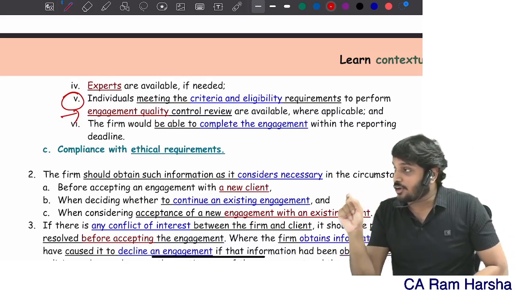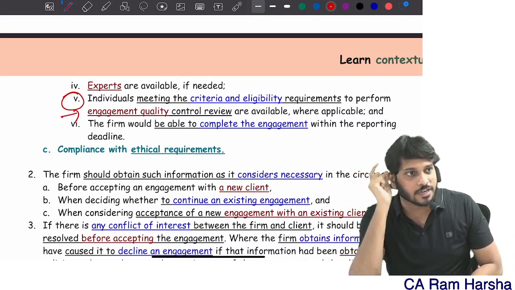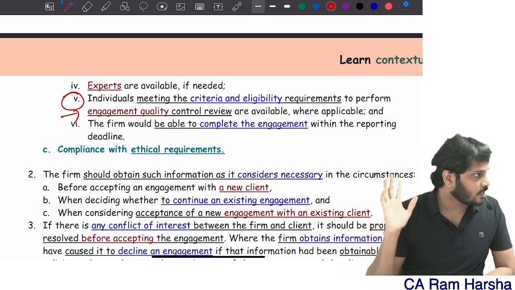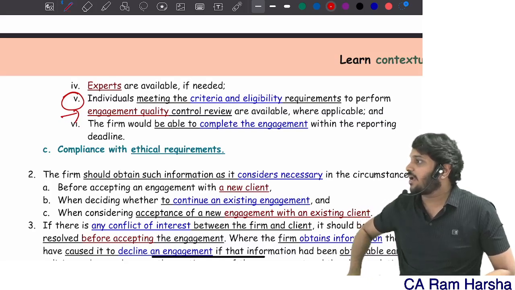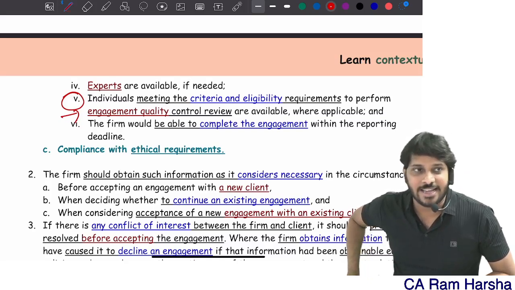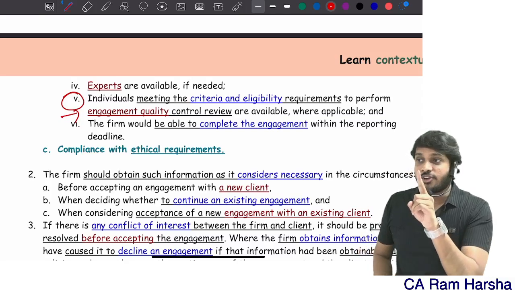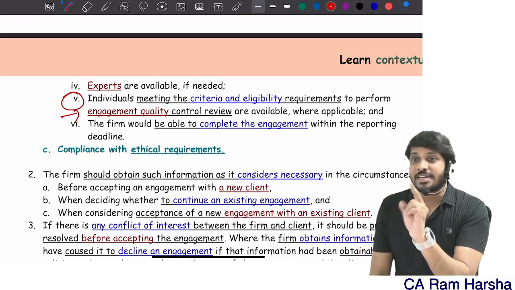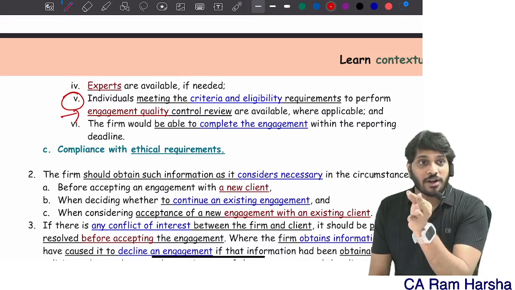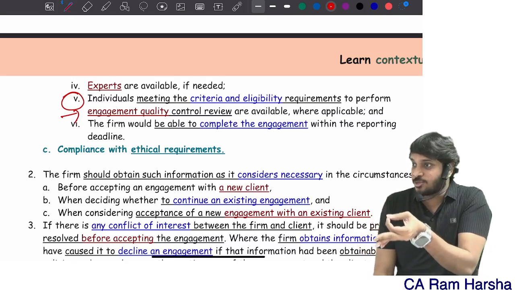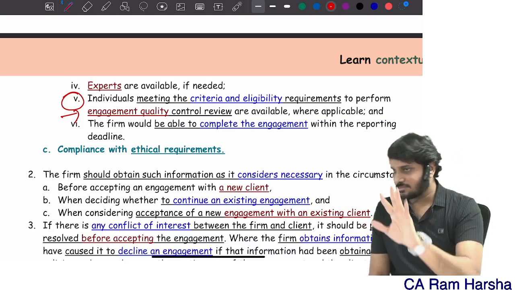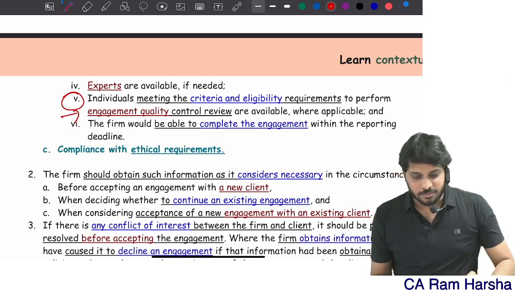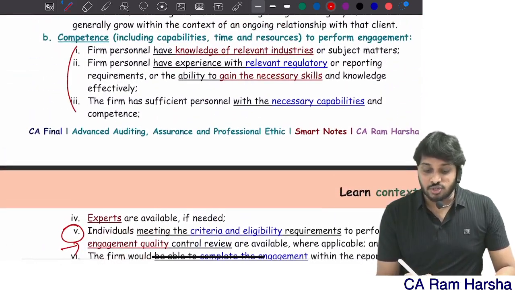The quality control review must happen before signing of the report, before issue of the report. Are you clear? Now, for which engagements is quality control review required? Don't straight away say audit engagements. No. Quality control review is compulsory for listed entities, audit engagements, and for other engagements as per the firm criteria. That's it. Understood. Now, the auditor has to check the competence point.